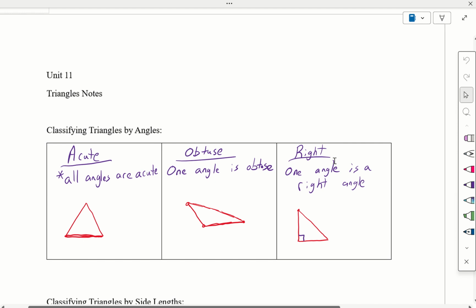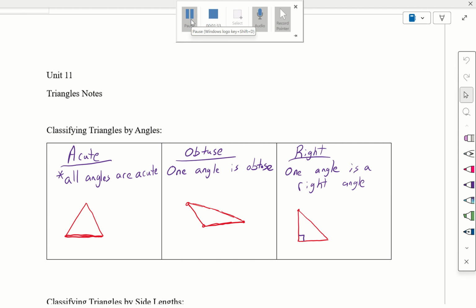Every triangle's got at least two acute angles, like this right triangle. I know these two angles have to be acute. We'll talk about that in a bit. This obtuse triangle has one obtuse angle right there, and then two acute angles, and this acute triangle has three acute angles. So just keep that in mind. It's based off of one angle. If you have one obtuse angle, one right angle, it's obtuse or it's right. If you have all three angles that are acute, that'd be an acute triangle. So get that down if you would.